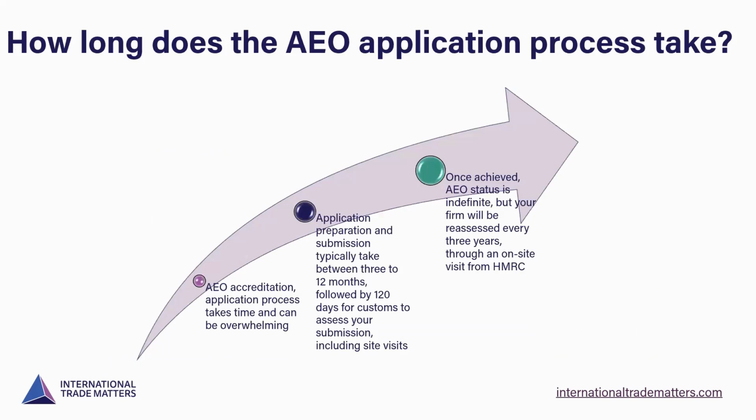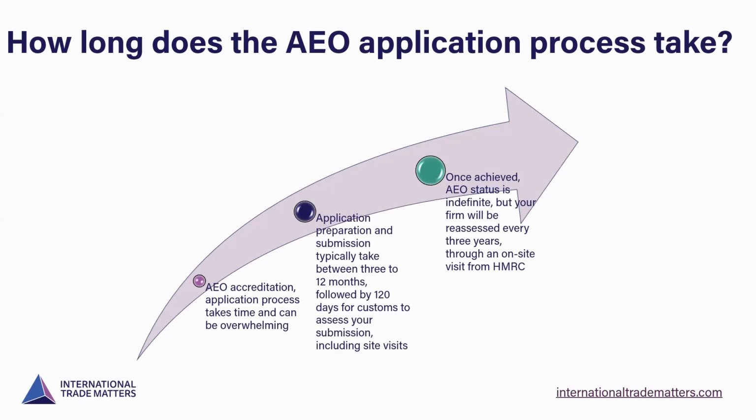We've got a little diagram here of how long the AEO application process takes. Well, the AEO accreditation application process takes time and can be overwhelming for some businesses. Yes, you can do it yourself, but we'll say more on that a little bit later, but it can be overbearing for one person. Application preparation and submission typically takes between 3 and 12 months to do site visits, draw up an action plan, find out where your shortfalls are, and complete the application.